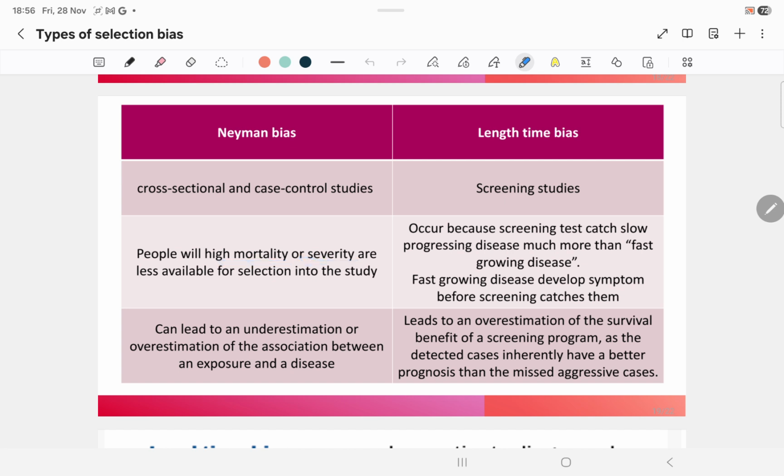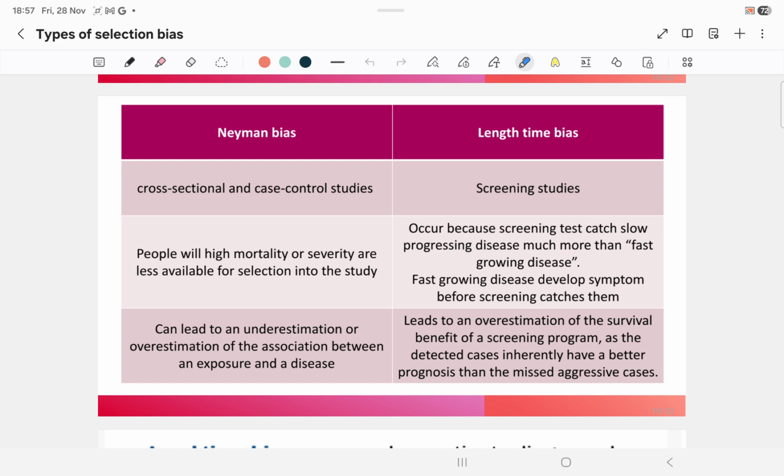In case of length time bias, it occurs because a test catches slow progressing disease much more than a fast growing disease, because the screening test has a much larger window to catch. Fast growing disease develops symptoms before screening catches them. Screening is done in asymptomatic patients. Before you detect the disease, fast growing disease will develop the symptoms. So there is no point in screening. You can make the diagnosis.